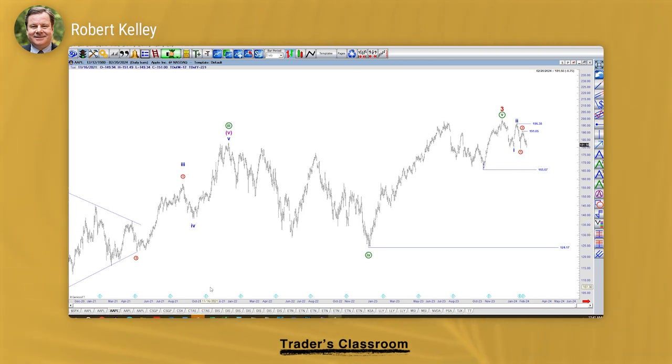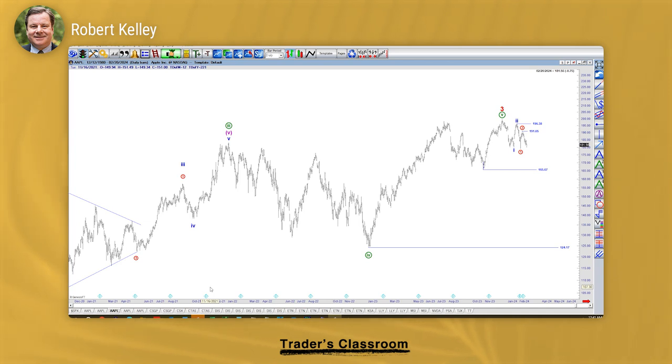I hope this has been helpful. For those of you who haven't been with Traders Classroom for the last year plus, you didn't see those earlier videos, wave counting on Apple. But I think this is a good example of the wave principle in action, having it work well, the targets and support levels being useful, and taking a look at the larger count.